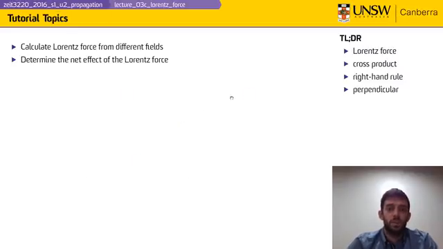So finally, the tutorial topics for this lecture will build on the concepts presented here. We will calculate the Lorentz force given a variety of fields, and then we will determine the net effect that Lorentz force will have on the trajectories of different particles.